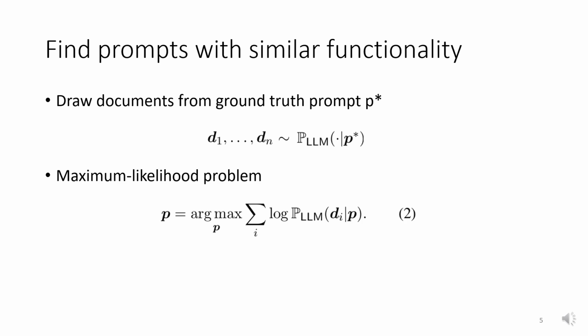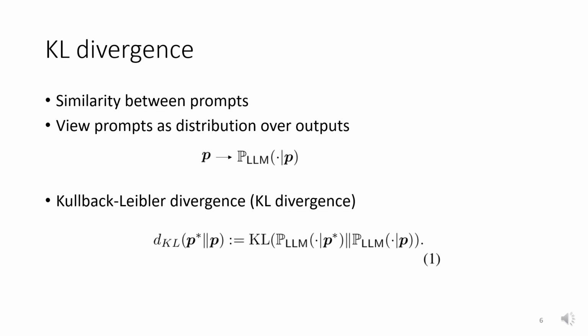In order to measure the similarity between two prompts, they view the prompts as inducing distributions over outputs when fed into a model, then use the KL divergence to measure the information theoretic distance between two distributions. The smaller the value is, the more similar the two prompts are.